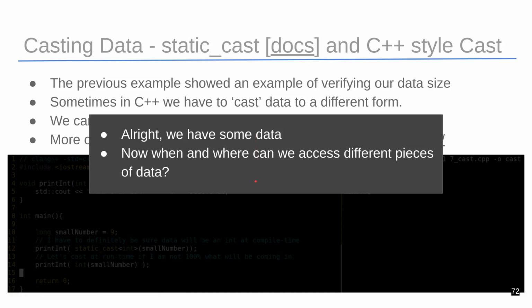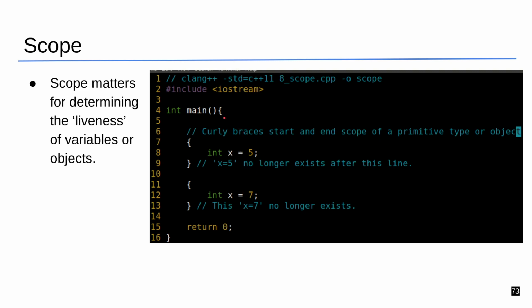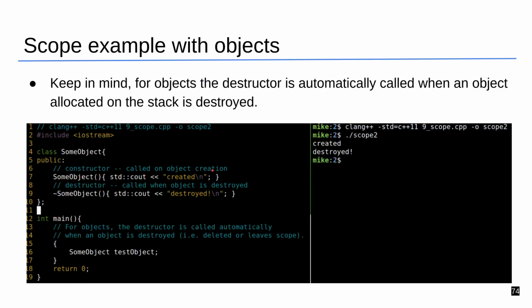Okay, so we have some data. Now where can we access these different pieces of data? Scope really matters in C++. It's a curly brace language, same rules as Java for when a variable is alive or when you can access it. So sort of the aliveness of a variable, its lifetime, if you will. This x equals 7 goes away after here, this x equals 5 goes away by line 10. Okay, right where it leaves the matching curly brace.